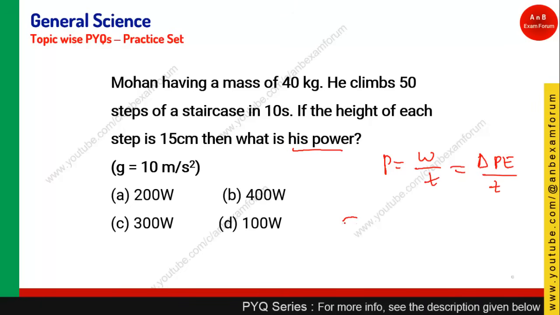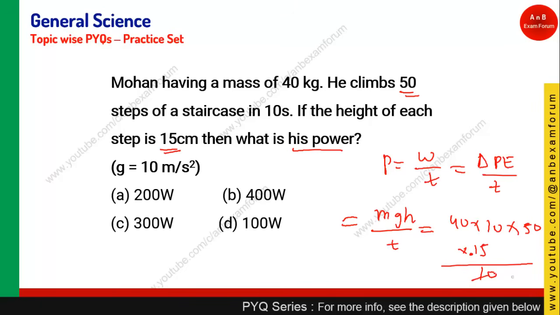What is the potential energy? mgh. mgh by time. What is mass? 40. g is 10. h is what? Here he climbs 50 steps, each step having 15 centimeter. So 50 into 15, you need to convert into meter, so divided by 100. Okay, so I am making it 0.15 divided by time taken, which is 10 seconds.